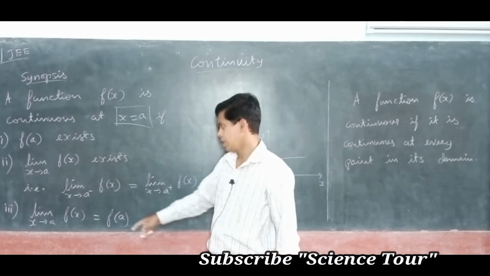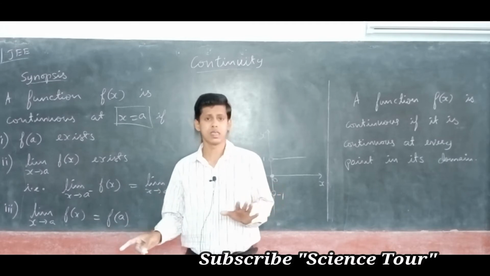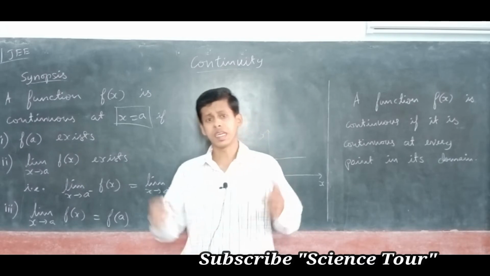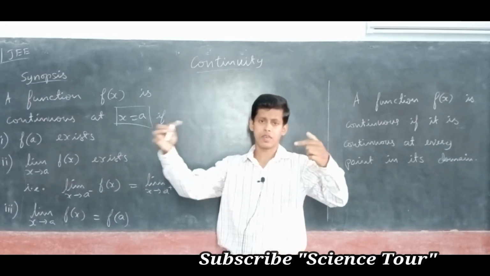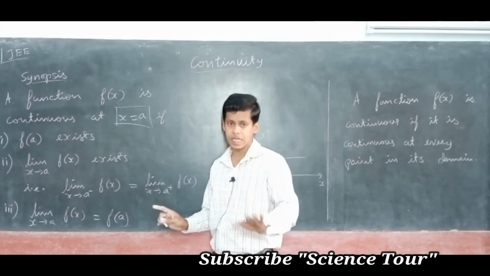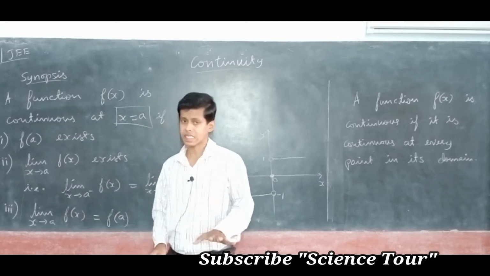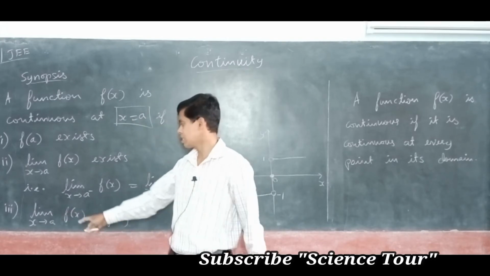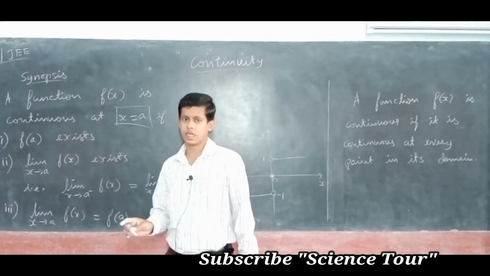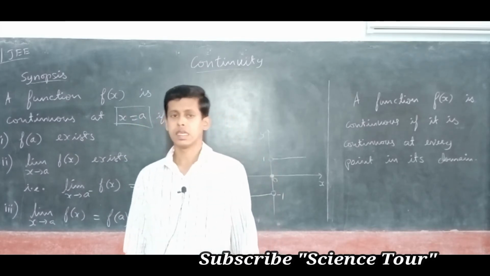The second type: if the limit value exists, let us say both meet at the same point, they look as if they are meeting at the same point when you come from left and right, and hence the left hand and right hand limits are equal, and hence the limit of the function at a exists. The third condition says that the limit which exists must be equal to the function value at a.